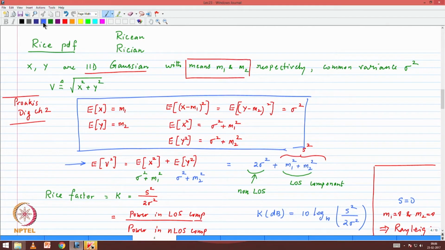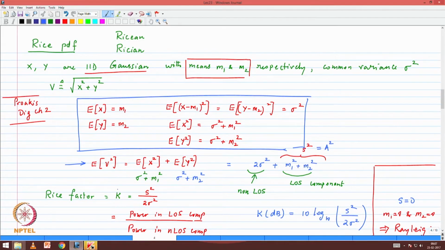Okay. Now, in case you are following along in Molisch, he calls this a squared. S squared is what is used more widely, so I have used S squared. In case you're reading, don't get confused. He has used A squared instead of S.